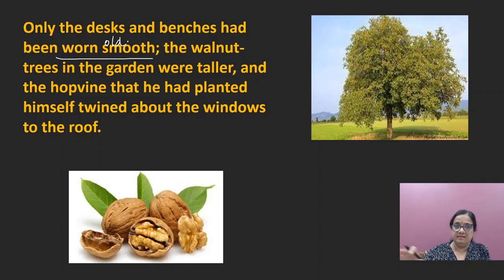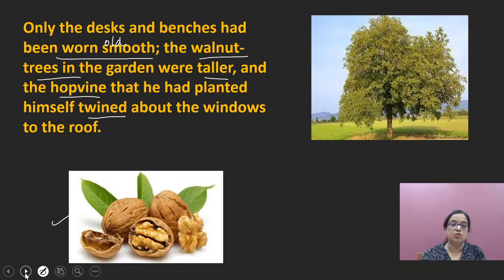They had deteriorated. They had become smooth with 40 years of use. It had become very old and dilapidated. The walnut trees in the garden had grown taller, because for 40 years he must have planted and grown them. And the hop-vine, that is the climbers, that he had planted himself, twined. Twined means curled about the windows of the roof. Now this is walnut, which you call in Hindi akhrot.